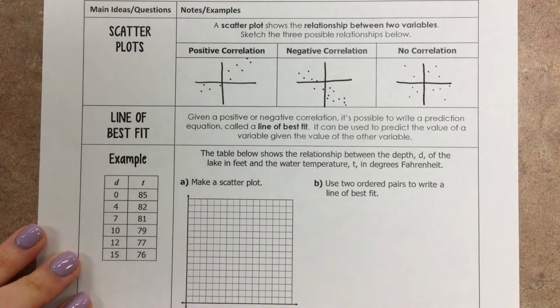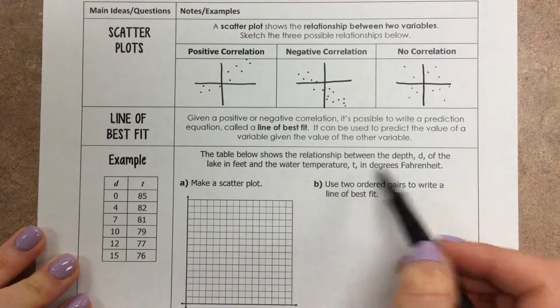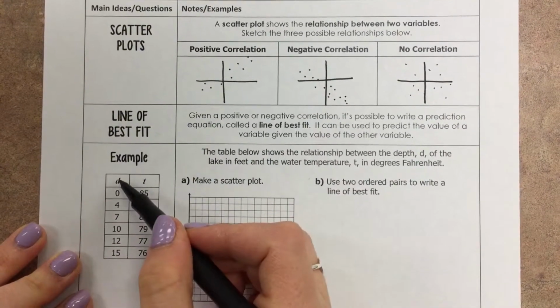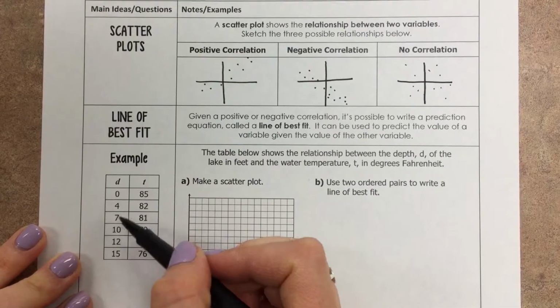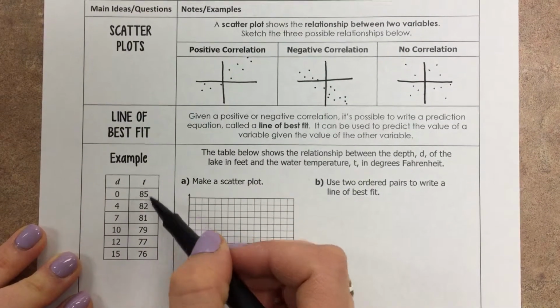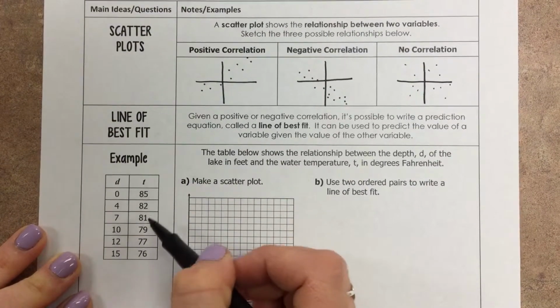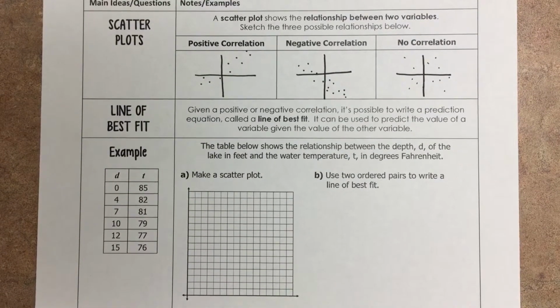So we have one example here. It says this is the relationship between the depth of a lake and the water temperature in degrees Fahrenheit. So you can see over on this table here, we've got different depths. So this is from the surface of the water going down this many feet, and then this is the temperature. You can see as the depth increases, the temperature is decreasing, which makes sense. Think about a lake. The deeper you get in a lake, the colder it would be.